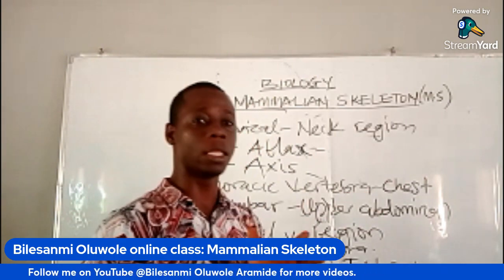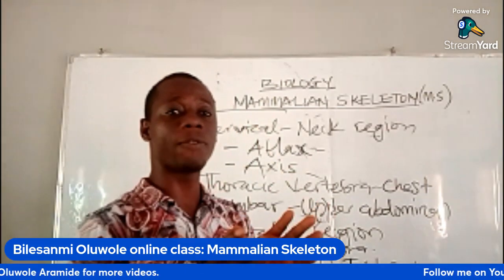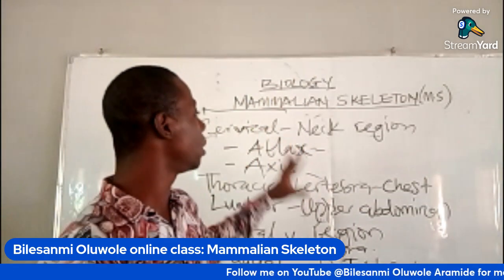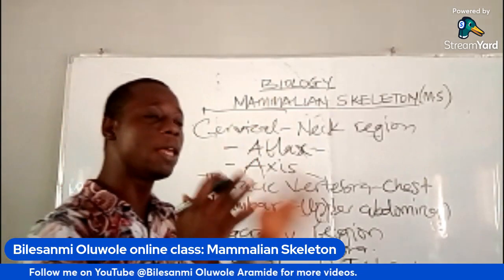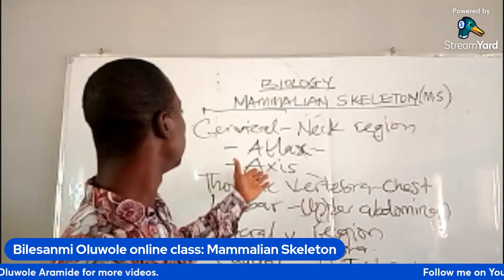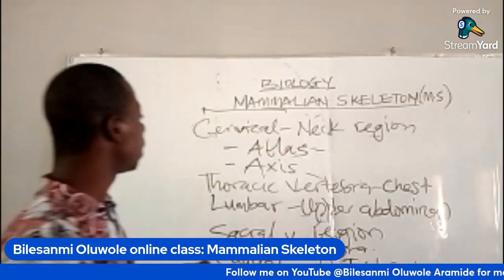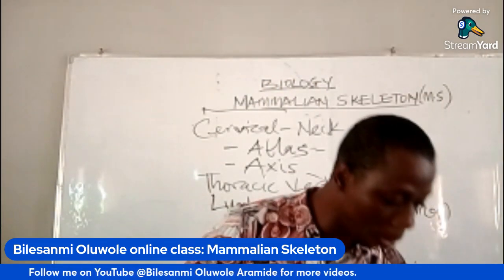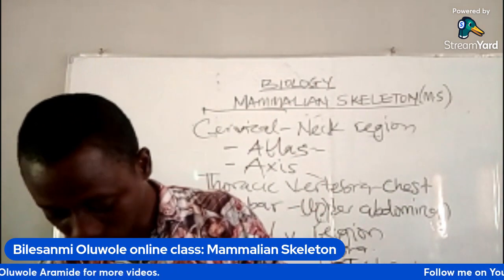Now let us look at these vertebrae one by one. They have different structure and function. So that is where they are found as different regions, because they are different from each other. So we start with the atlas and the axis vertebrae. Now let us look at atlas. I will be showing you some of these bones.